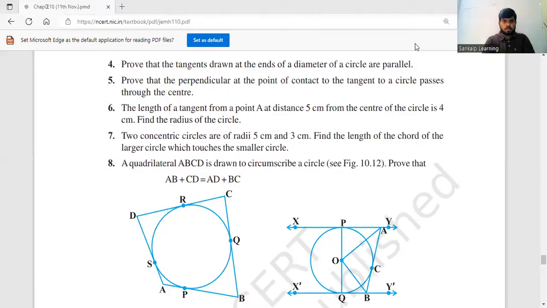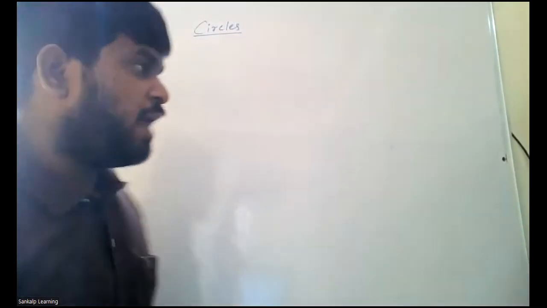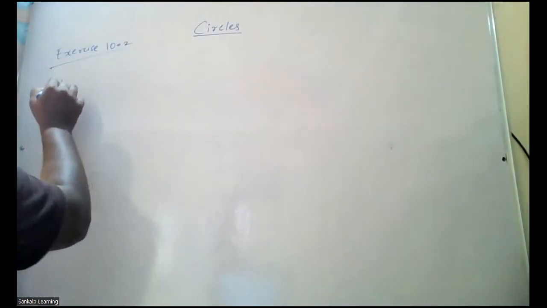Fourth one. Prove that the tangents drawn at the ends of a diameter of a circle are parallel. This is what I said in the first exercise, right? We are going to prove it. So let's prove it. The tangents drawn at the ends of the diameter. So this is the fourth question.